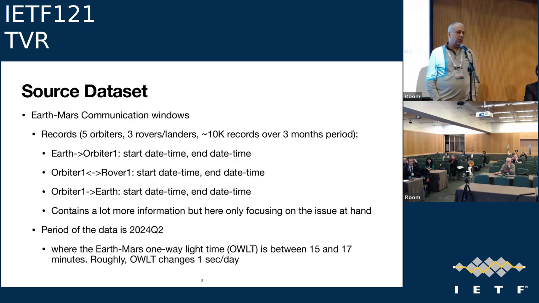So this is the source data set. I don't want to go too much into this, but roughly you have the start date and time for each of the legs of the path. That data set was from the second quarter of this year, and during that period of time there is between 15 and 17 minutes of one-way light time. And the one-way light time actually changes 1 second per day. You may ask yourself why, but next slide.